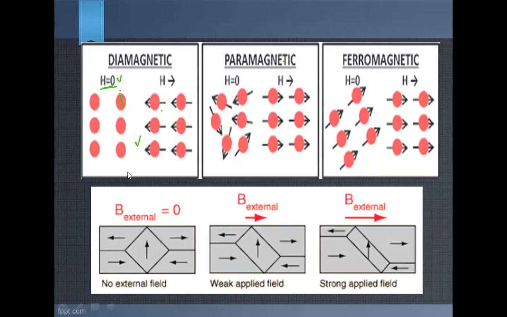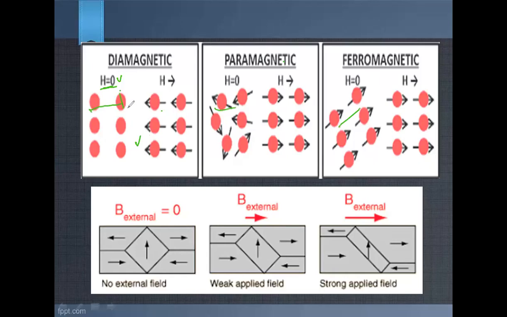So what is going on here? In the case of diamagnetic materials, you can see in this picture there is no external field, so the dipoles are in random directions. Coming to the paramagnetic materials, even when the magnetic field is zero, you can compare simply from here and from here.